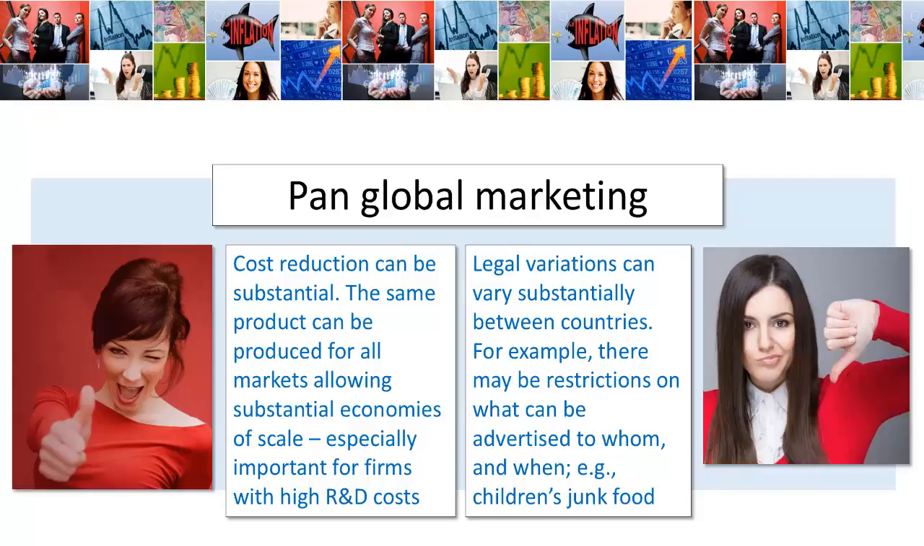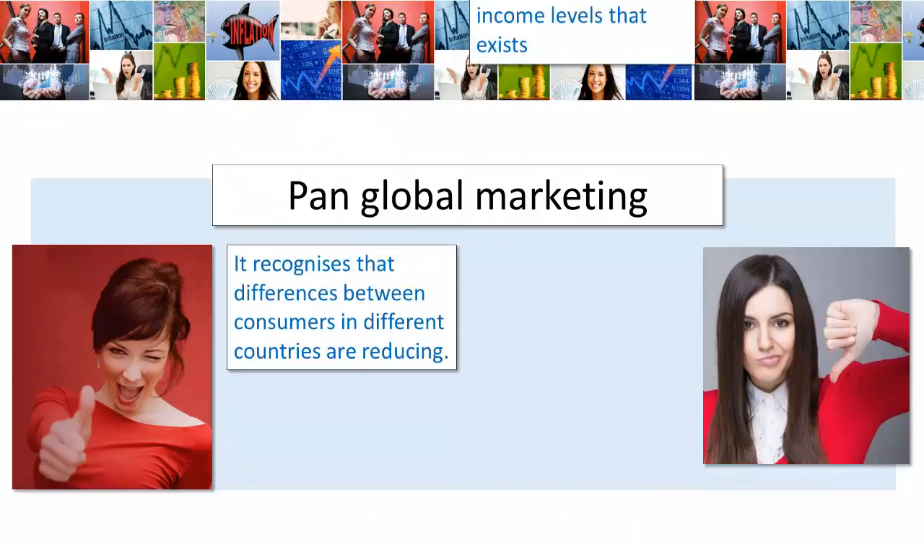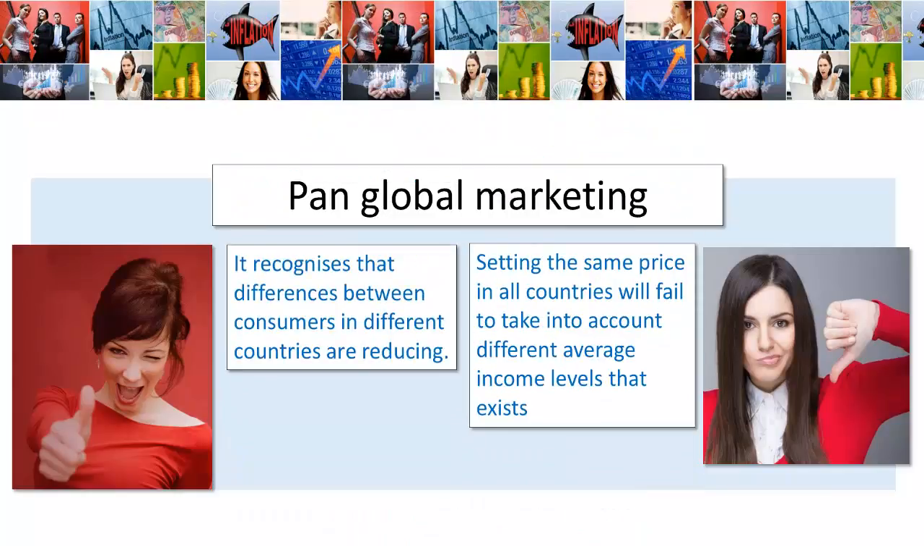On the other side, legal variations can vary substantially between countries. For example, there may be restrictions on what can be advertised to whom and when. So for example, in those beautiful Scandinavian countries, you cannot market junk food at children. On the plus side, it recognises the differences between consumers in different countries are reducing and are likely to continue to reduce into the future. On the threat side, setting the same price in all countries is going to fail to take into account different average income levels that exist.